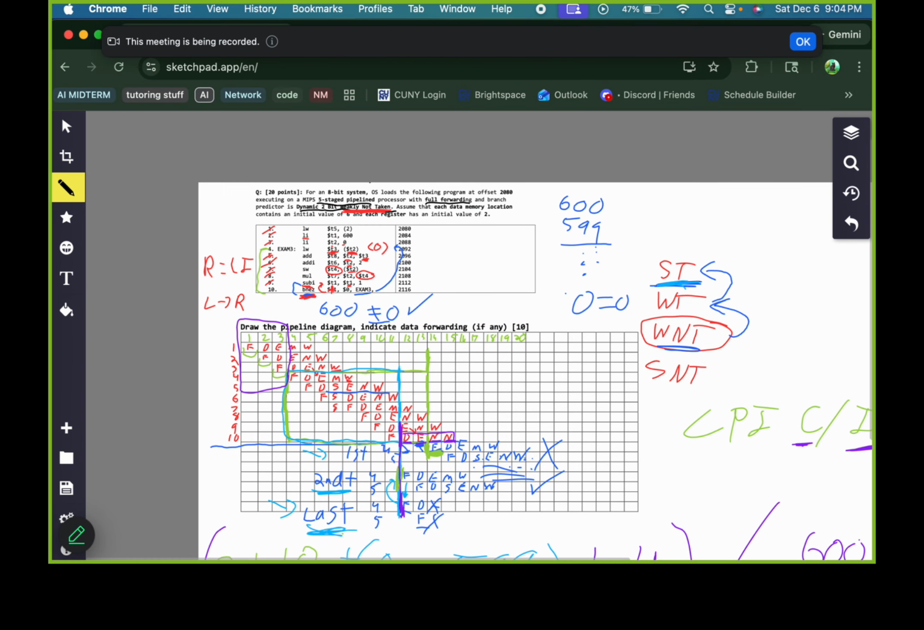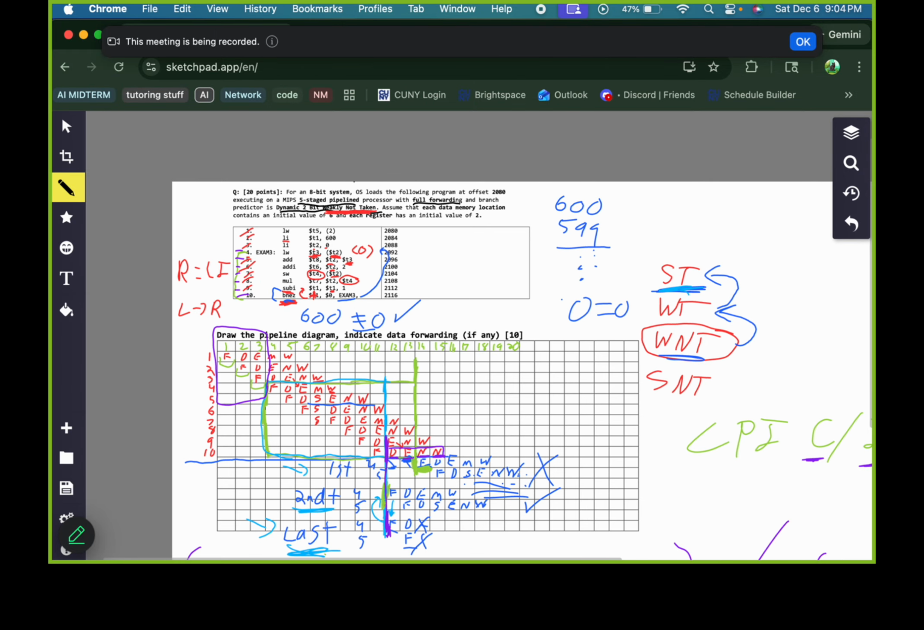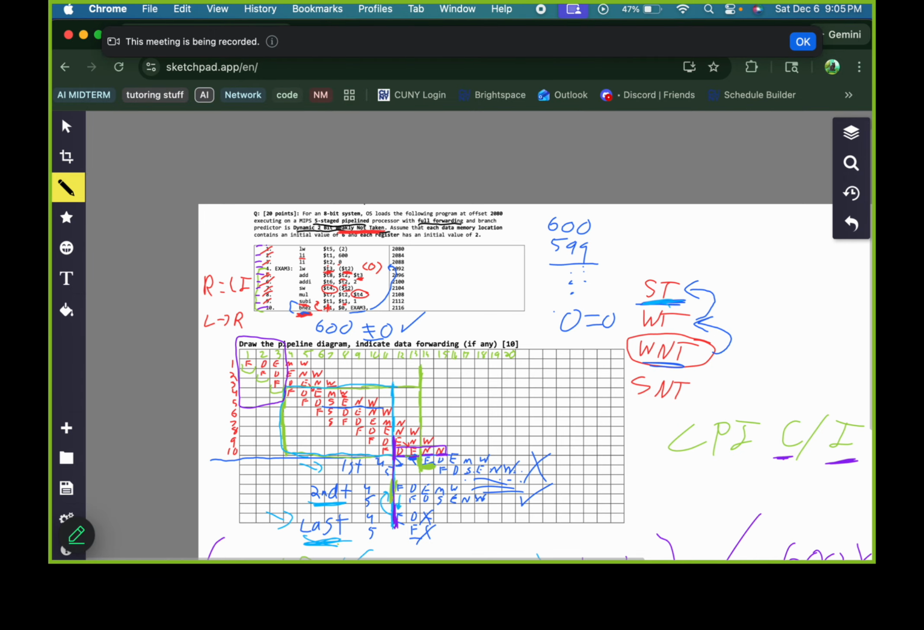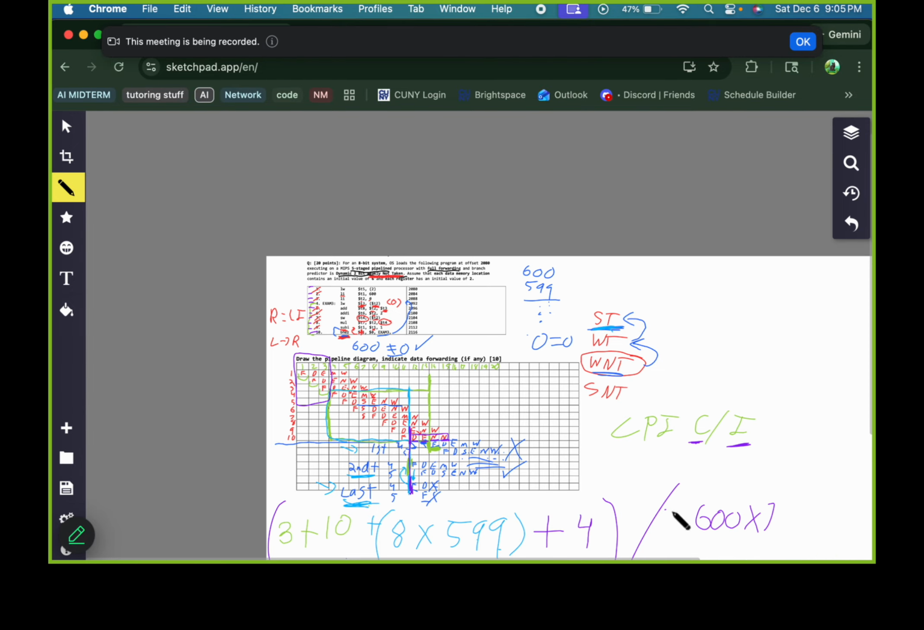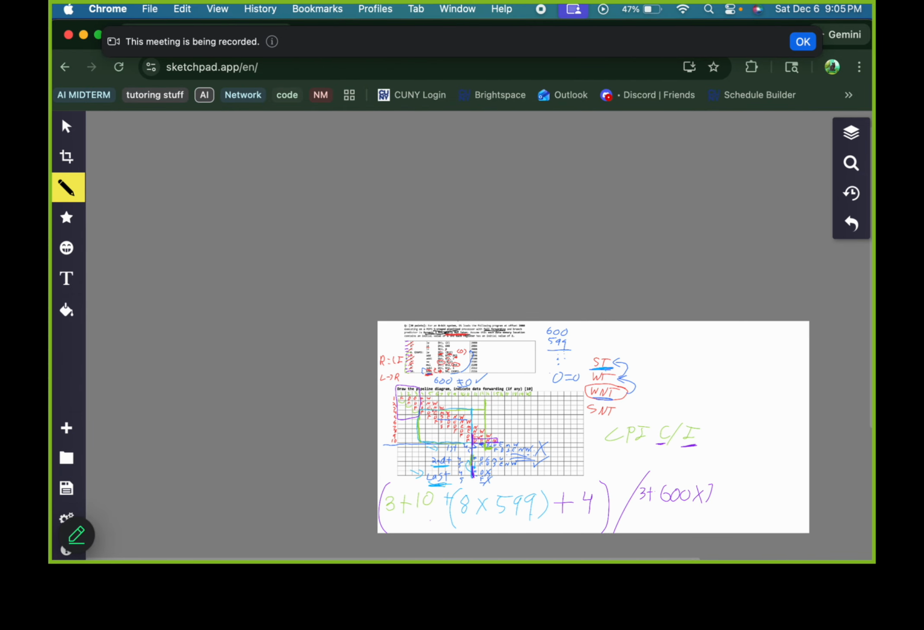And how many instructions are within our loop? 1, 2, 3, 4, 5, 6, 7. So those 7 instructions are going to run 600 times. And how many instructions did I leave out? The ones that are not in the loop. 1, 2, 3. So that becomes 3 plus 600 times 7. And now that becomes our final answer.